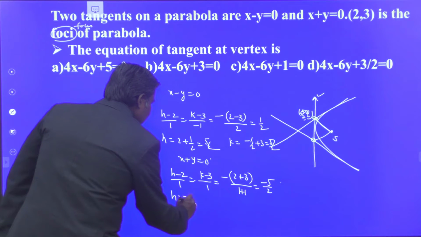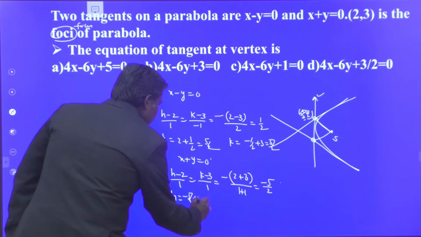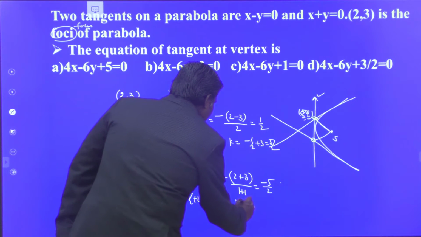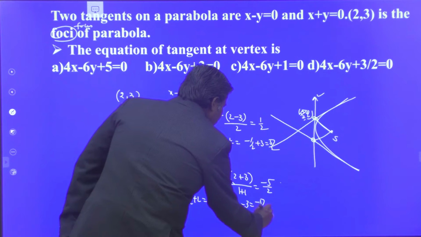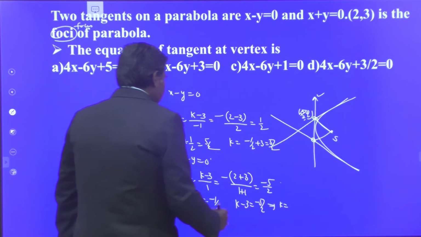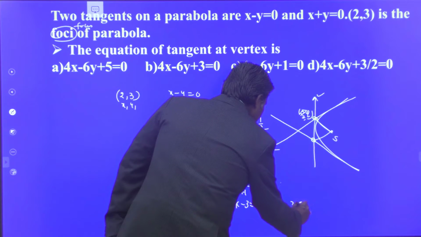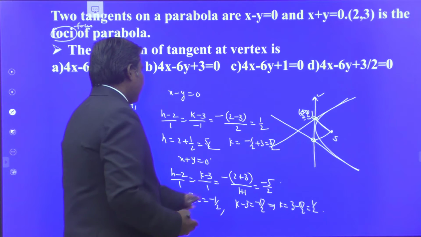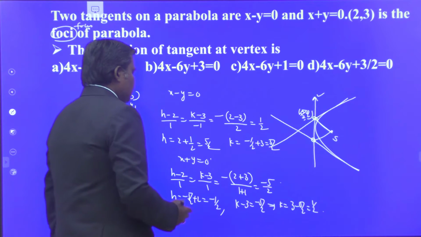H is equal to minus 5 by 2 plus 2. This is nothing but minus 1 by 2. Again k minus 3 equals minus 5 by 2, which implies k is equal to 3 minus 5 by 2. That is equal to 1 by 2. So minus 1 by 2 comma 1 by 2 is the other foot.